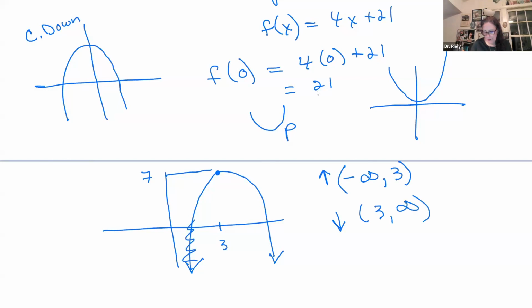So this side is increasing, and then this side is decreasing. And when you use this notation, it means that when you're actually at the 3, it's neither decreasing nor increasing. It's kind of a steady state. And that would be concave down.